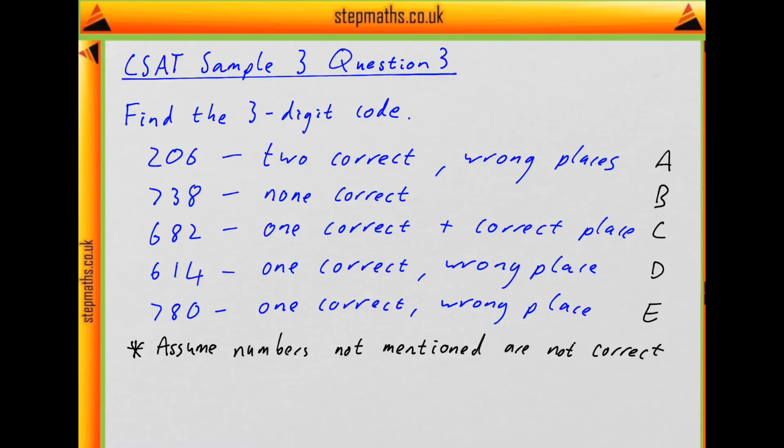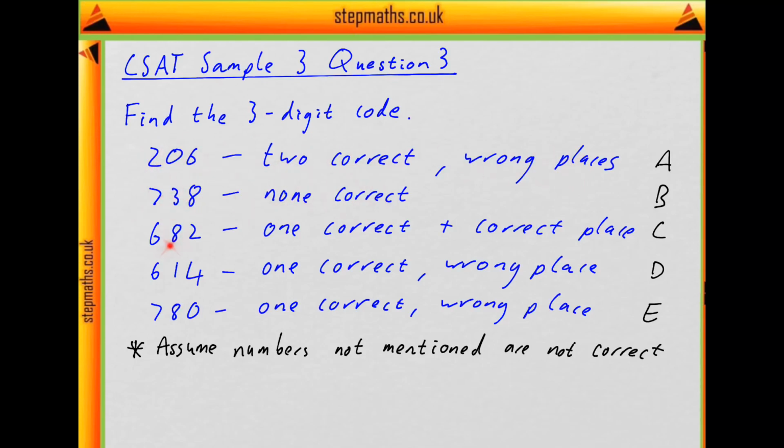This is question 3 from the third CSAT sample paper. In this question, we're basically just asked to find a 3-digit code given 5 pieces of information. So these 5 attempts, we learned from this one that 2 of these 3 digits are correct, but in the wrong places.